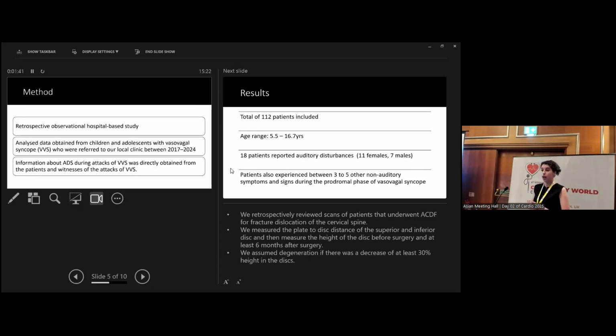In terms of our method, we did a retrospective observational hospital-based study where we analysed the data obtained from children and adolescents with vasovagal symptoms that were referred to our clinic between 2017 and 2024. Detailed histories were obtained from the patients, and the information about the auditory disturbances during the attacks of vasovagal syncope was directly obtained from both patients and any witnesses of the attack at the time. For each child, we documented whether the disturbances were unilateral or bilateral, their specific nature, and the timing relative to the loss of consciousness.